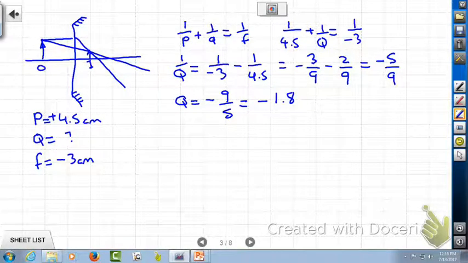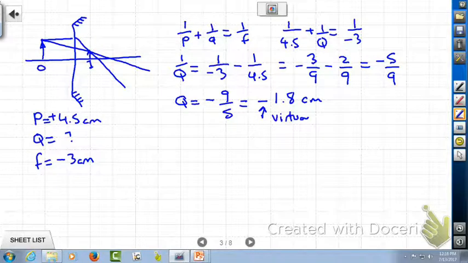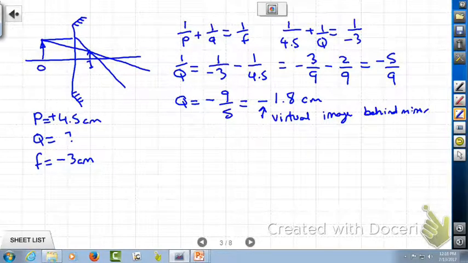So 1.8 is my image distance, in centimeters. And what that tells you is there is a virtual image because it's behind the mirror. And what we got experimentally when we measured it was 1.7 centimeters as opposed to 1.8 in our diagram.